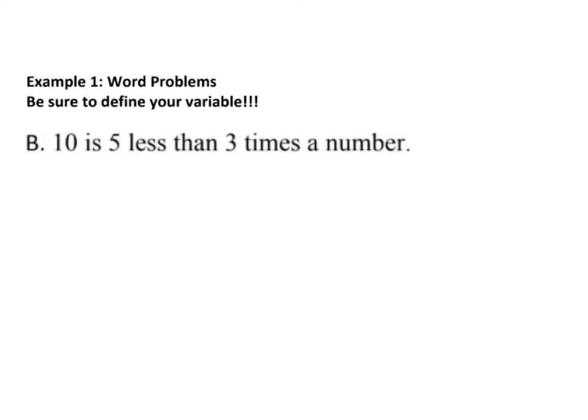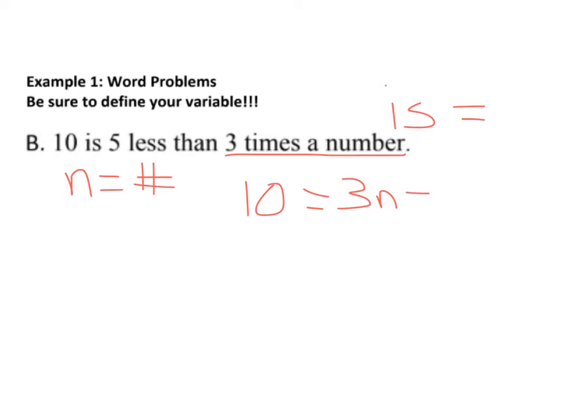Okay, looking at example B, 10 is 5 less than 3 times a number. So what are we missing out on? I'm just going to call this n, and that's going to equal a number. Nothing fancy with this one. And this one's pretty straightforward. Let's break it down. 10 is, well, that's just another way of saying equals. And now we got to look at 5 less than 3 times a number. Well, that means we are doing 3 times a number, and then we are taking 5 less than it. Well, right there we go.